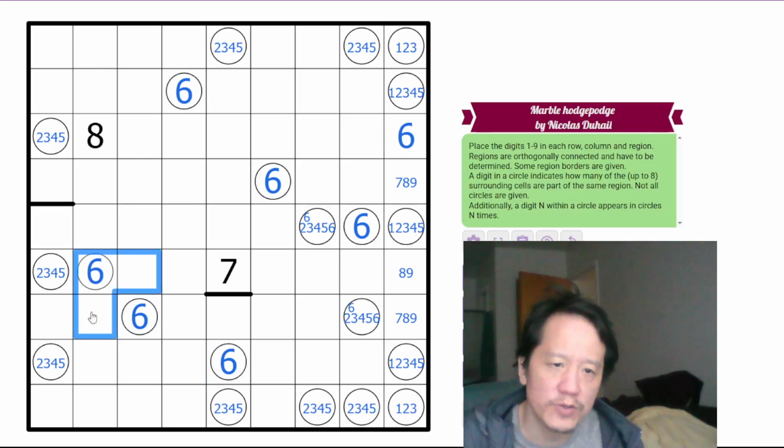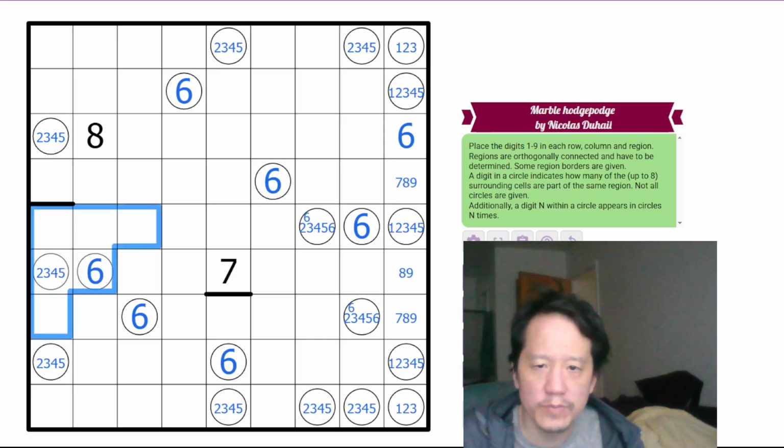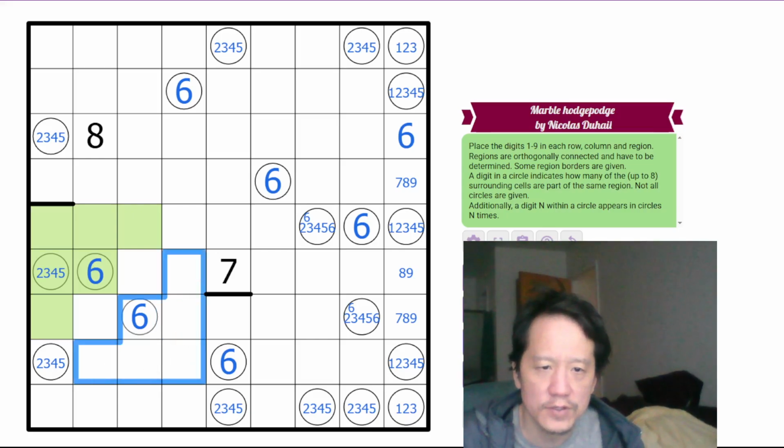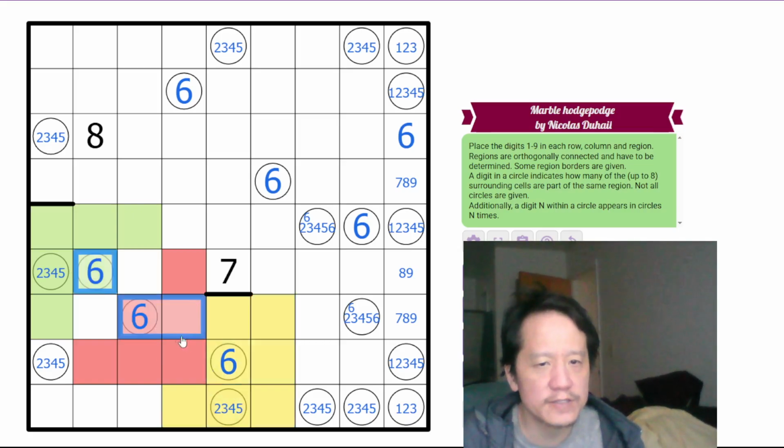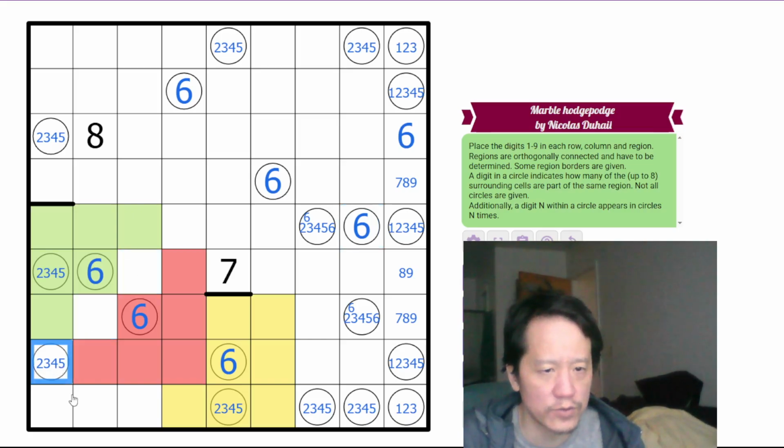What if this were 6 and this were 6? Then you'd have a similar constraint here, right? So this would all be part of this region. This would all be part of this region. Therefore, we know this would all be part of that. So you have similar constraints there. But if we had 6, 6 here, the problem is, how does this work?